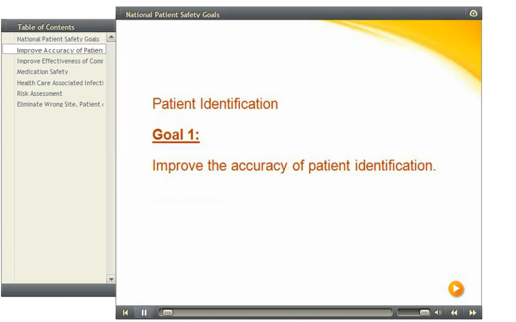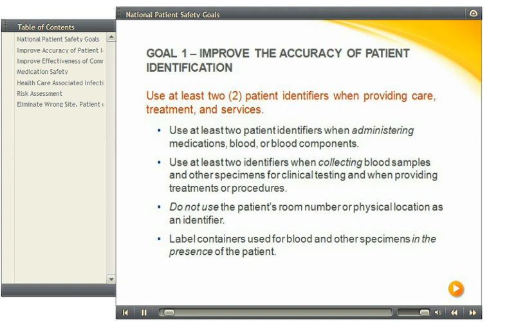Patient identification. Goal 1. Improve the accuracy of patient identification. Use at least 2 patient identifiers when providing care, treatment, and services. Use at least 2 patient identifiers when administering medications, blood, or blood components.